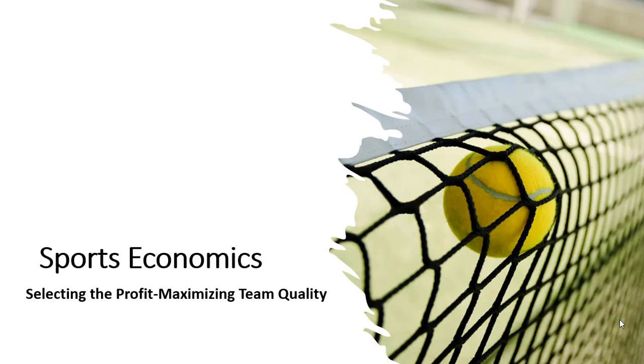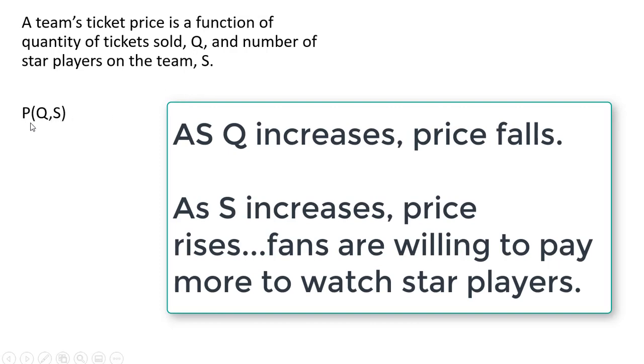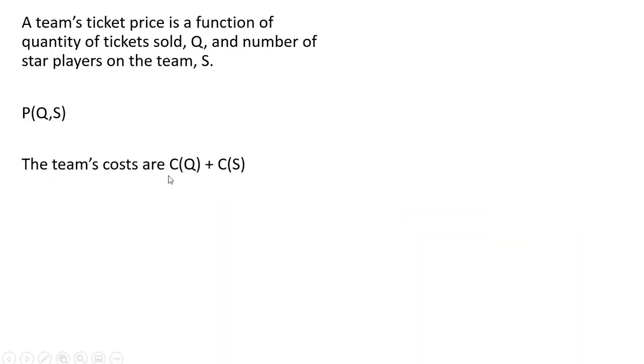Hello, in this video we're going to select a profit maximizing team quality. A team's ticket price is a function of the quantity of tickets sold and the number of star players on the team. The team's costs are going to be a function of the number of tickets sold and the number of star players on the team.